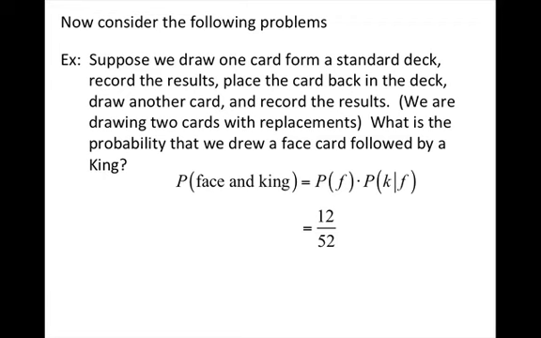So whether that first card was a king or not, for the second draw, I've got all 4 kings in the deck, and I have all 52 cards in the deck. So when you draw with replacement, the first action does not matter. It doesn't affect the second one. If I multiply these, the probability of being dealt a face card and a king would be 3 out of 169.